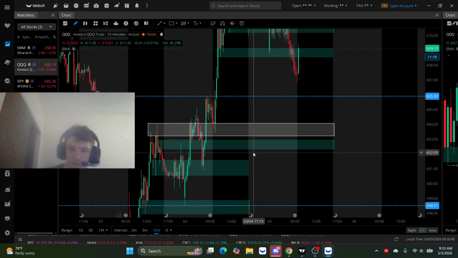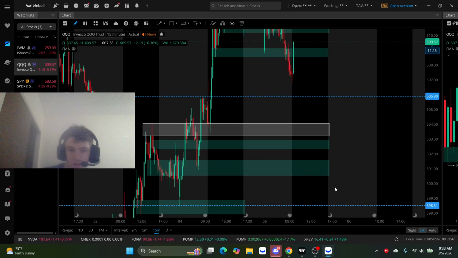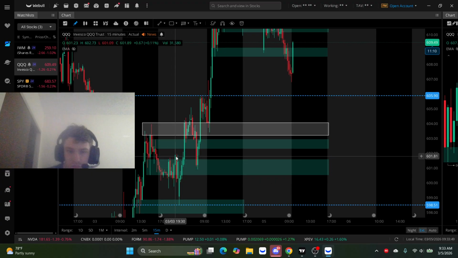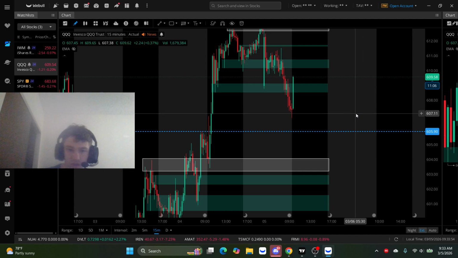But this zone still has not been tapped into in the New York session. You see, we never came down here. So that is still very valid for me, even though it went through it in pre-market, don't care about that. And same for this one. This zone also hasn't been tapped into, so you can just drag that over and use that for today.